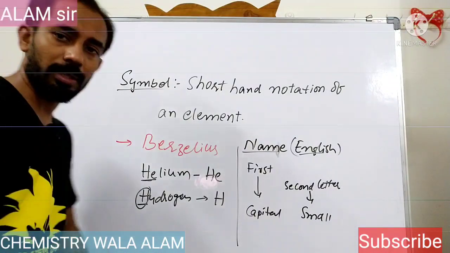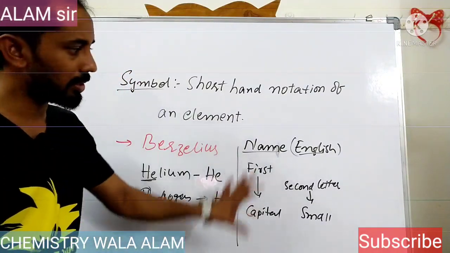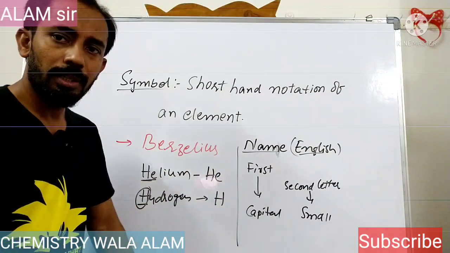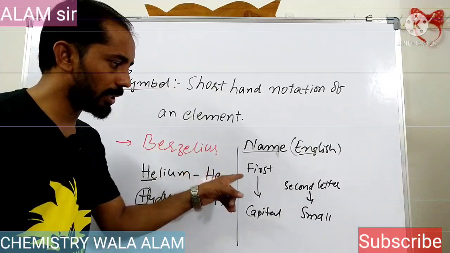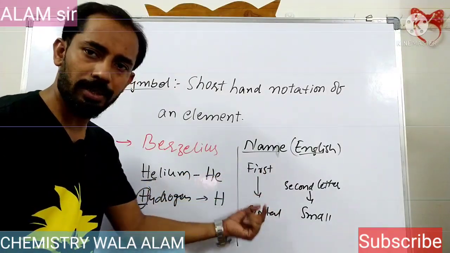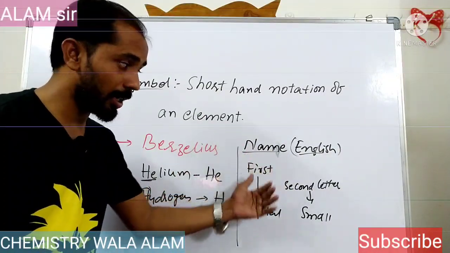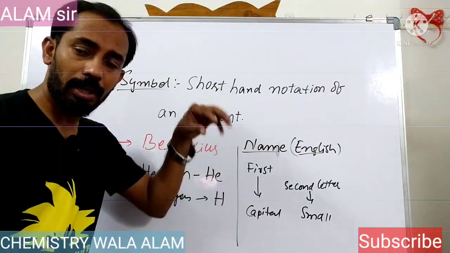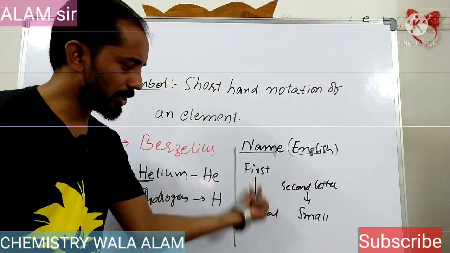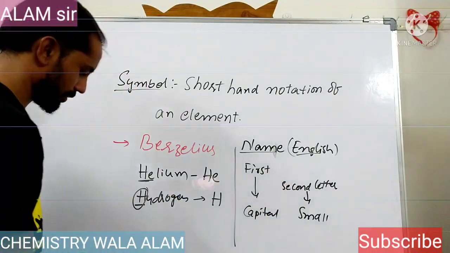First of all, a symbol is nothing but the shorthand notation of an element. The symbols were introduced by John Berzelius. According to Berzelius, in its English name the first letter is taken as the symbol, and if the first letter is the same for any two elements, then we move to the second letter. The first letter is always a capital letter, and the second letter will always be small.